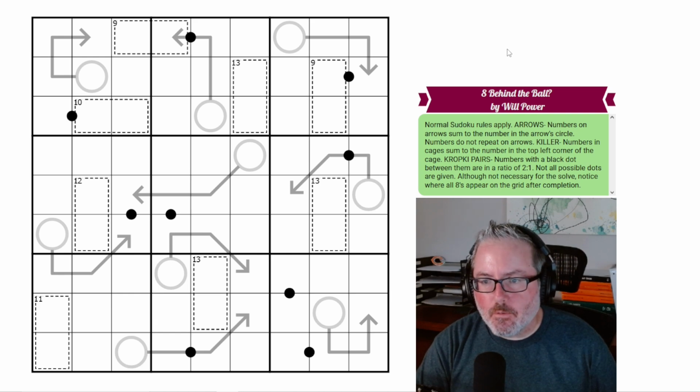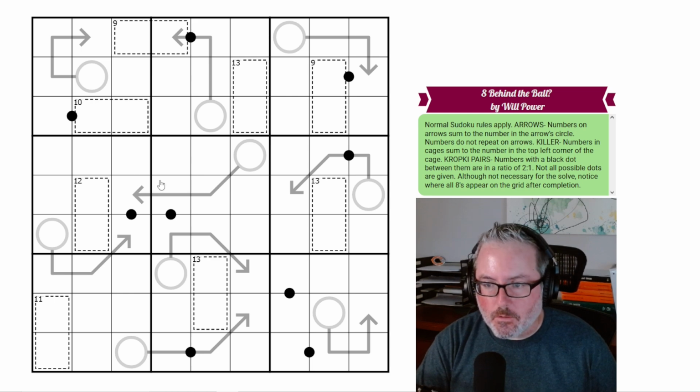And today we have 8 Behind the Ball, question mark, by Willpower. We've done plenty of puzzles by Willpower in the past, so let's just add this one to the collection. As you can see, there's quite a bit going on, and we'll get into our rule sets and figure out how we can solve the puzzle.